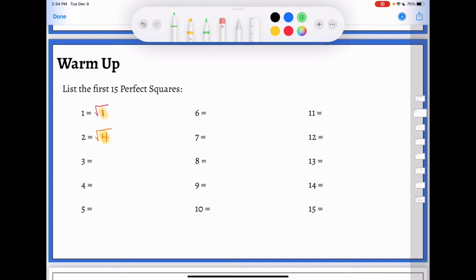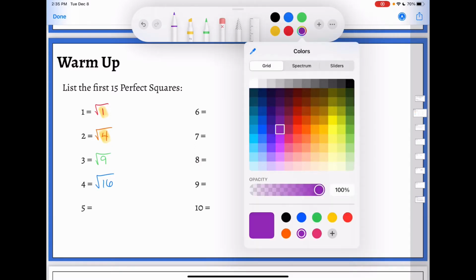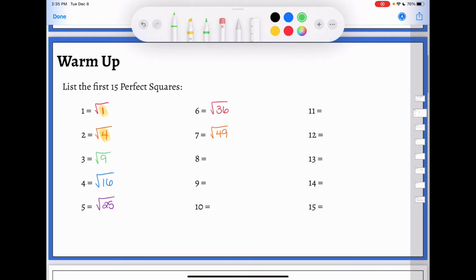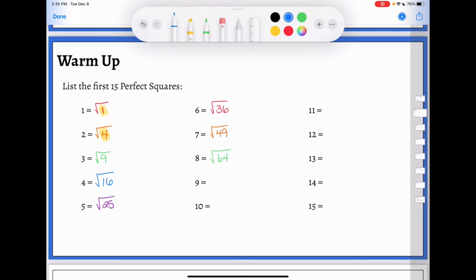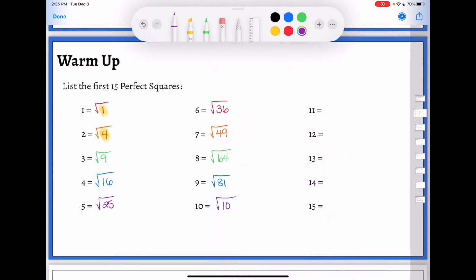All right, if we continue here, 3 is the square root of 9. 4 is the square root of 16. 5 is the square root of 25. So there's the first 5 perfect squares. Hopefully you knew those. Then continuing on, 6 is the square root of 36. 7 is the square root of 49. 8 is the square root of 64. 9 is the square root of 81. And 10 is the square root of 100. So there's the first 10 perfect squares. Hopefully, again, you knew all those.